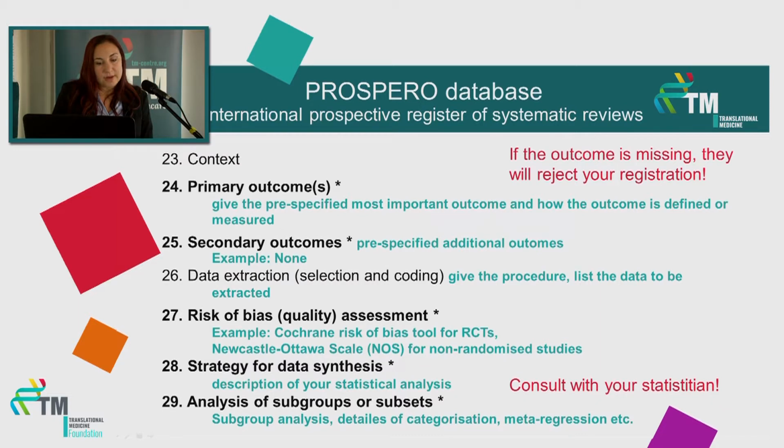Okay, for data extraction, give the procedure, list the data to be extracted, like in your manuscript, as the PRISMA says that you should do that. And for risk of bias or quality assessment, you should write here that I just use randomized controlled trials, so I use the Cochrane risk of bias tool, or I use non-randomized studies, so I will have a Newcastle-Ottawa scale, or I don't know it yet, so if I will just have RCTs, I will have this or that in the other case.